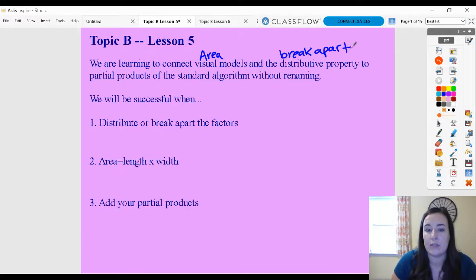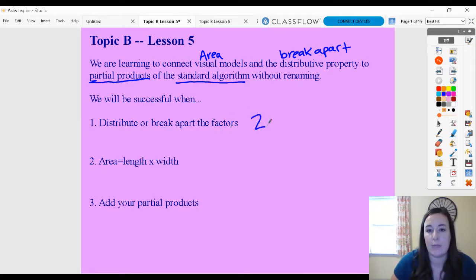some of our numbers. And we're going to take that area model and connect it to what you're doing when you solve it the standard way that we think of, and connect the area model to those partial products that you get when you're multiplying multi-digit numbers. So for us to do the area model, we have to distribute or break apart the factors.